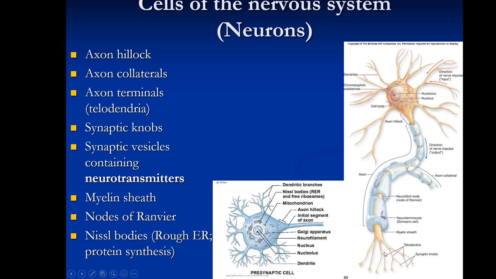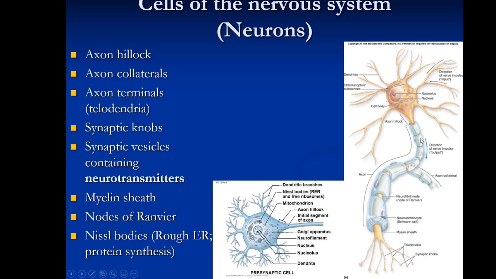Neurotransmitters are just a chemical that neurons use to communicate. So basically what's going to happen, and you'll see this in more detail, is the action potential, or electrical signal, is going to come down this axon, and when it gets to these synaptic knobs, it's going to stimulate the release of that chemical, that neurotransmitter. And we'll talk about that whole process as we go through this.